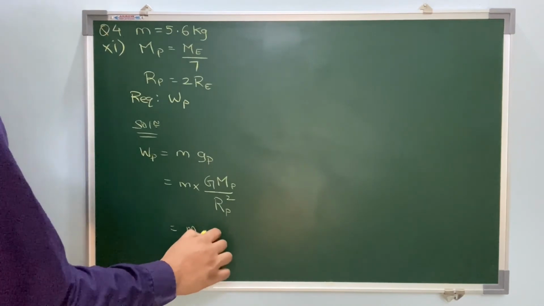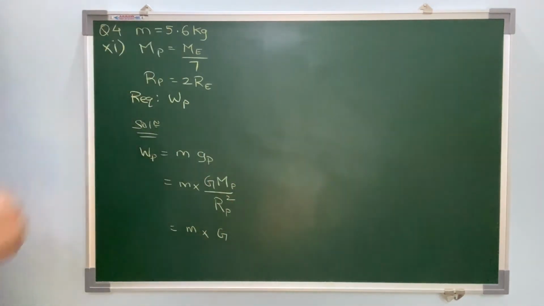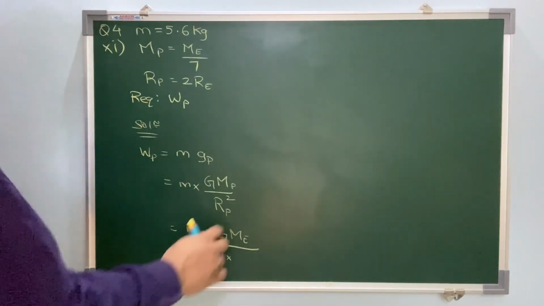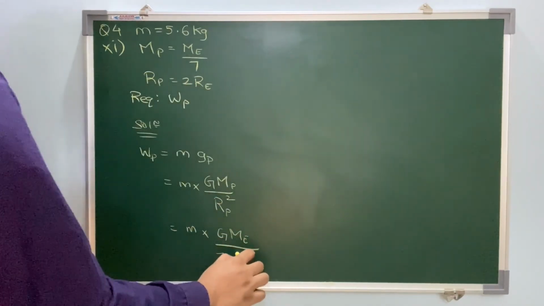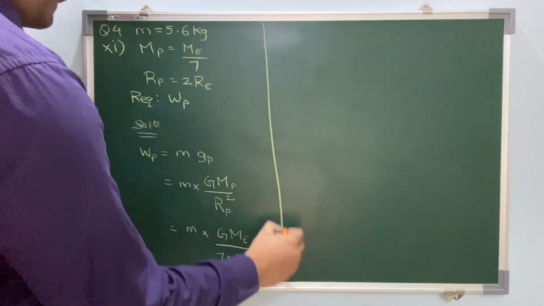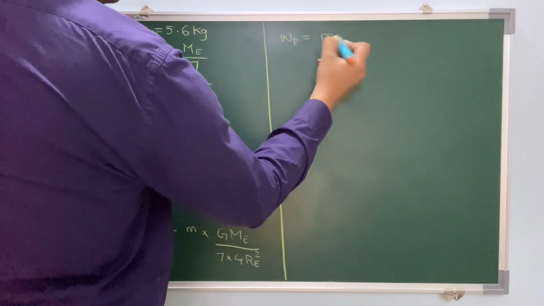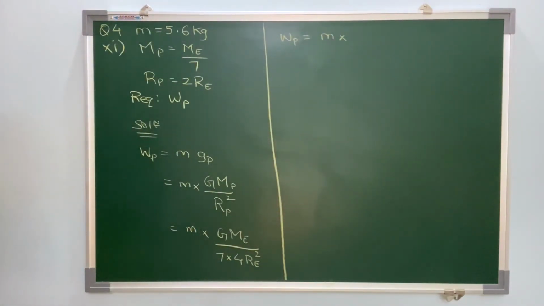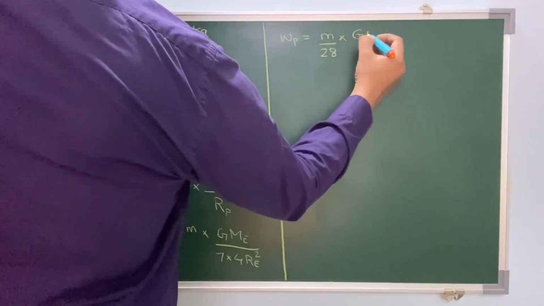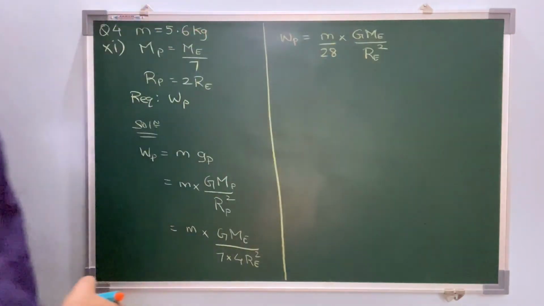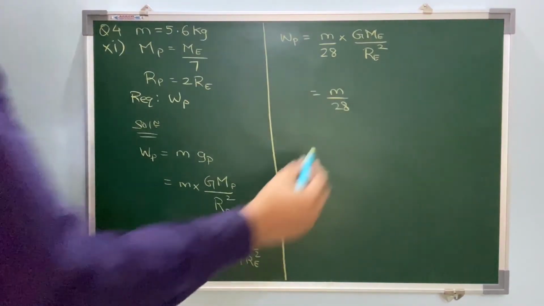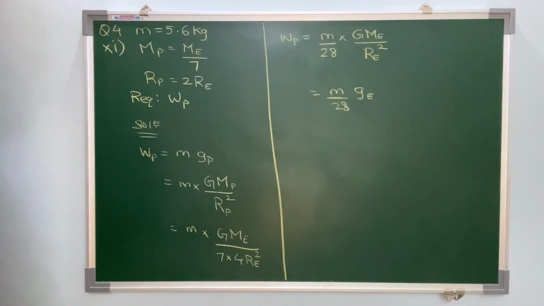So let's put the values of M_p and R_p in terms of that of Earth. M_p is nothing but M_e divided by 7, and R_p is twice R_e. If I square both the sides, I'm going to get 4 times R_e square. So W_p is equal to m into, first of all, 7 4s are 28. Let me keep this in the denominator, and I am left with G M_e by R_e square. Now look at this number, G M_e by R_e square. This is nothing but g on the surface of Earth, which we know the value is actually 9.8.